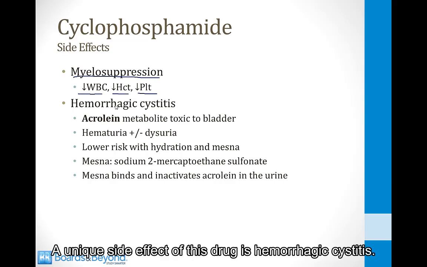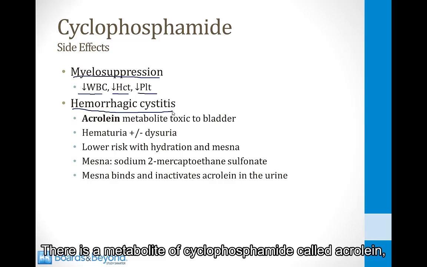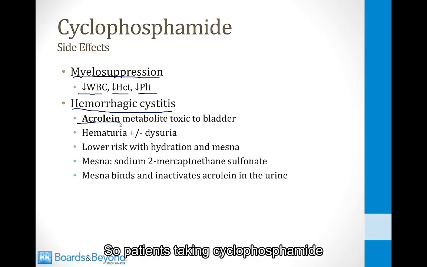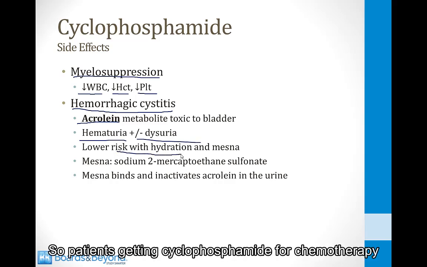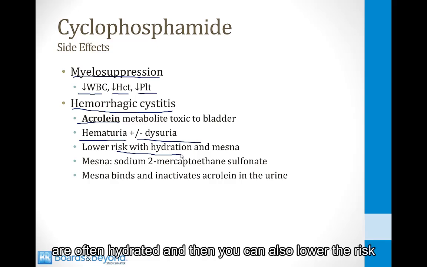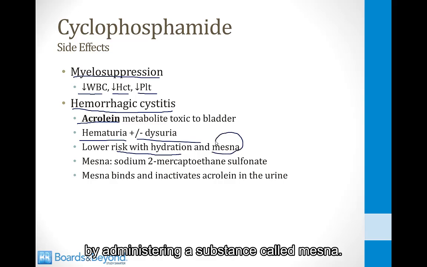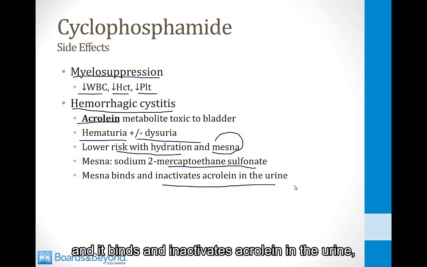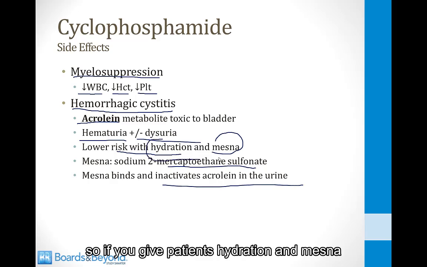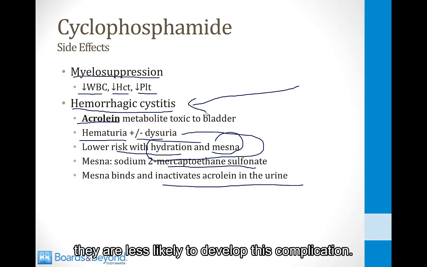A unique side effect of this drug is hemorrhagic cystitis. There is a metabolite of cyclophosphamide called acrolein, which is toxic to the bladder. So patients taking cyclophosphamide can develop hemorrhagic cystitis, and that will present as hematuria, possibly with dysuria on urination. There's a lower risk if the patient receives hydration, so patients getting cyclophosphamide for chemotherapy are often hydrated, and you can also lower the risk by administering a substance called mesna. Mesna is sodium 2-mercaptoethane sulfonate, and it binds and inactivates acrolein in the urine, so if you give patients hydration and mesna, they are less likely to develop this complication.